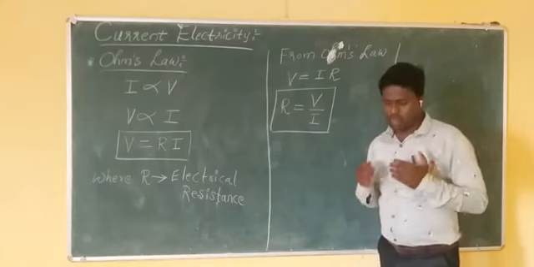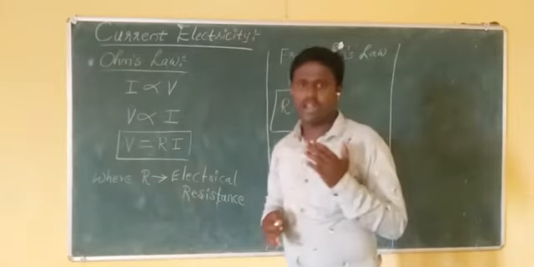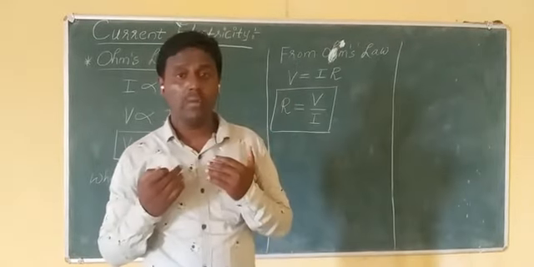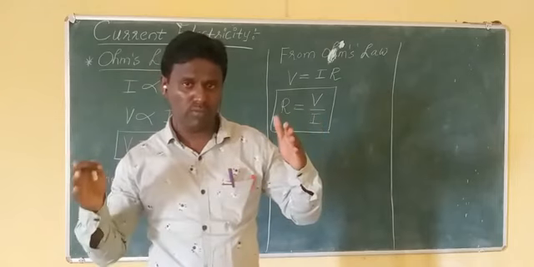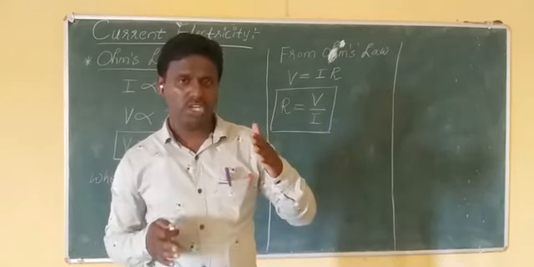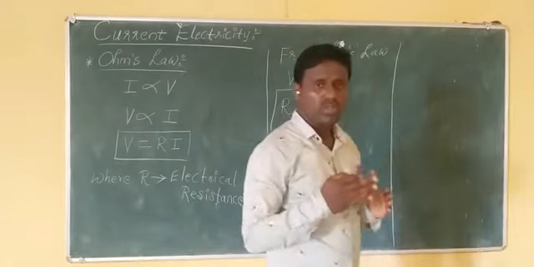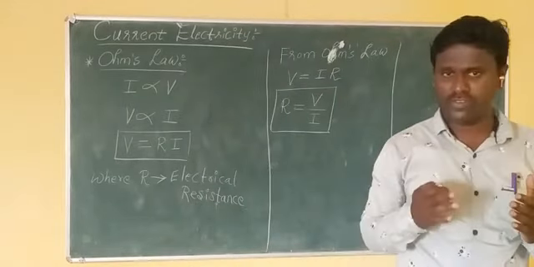So try to remember, electrical resistance is how the body opposes the flow of current. How much opposition is given by the wire to the flow of current through its surface?